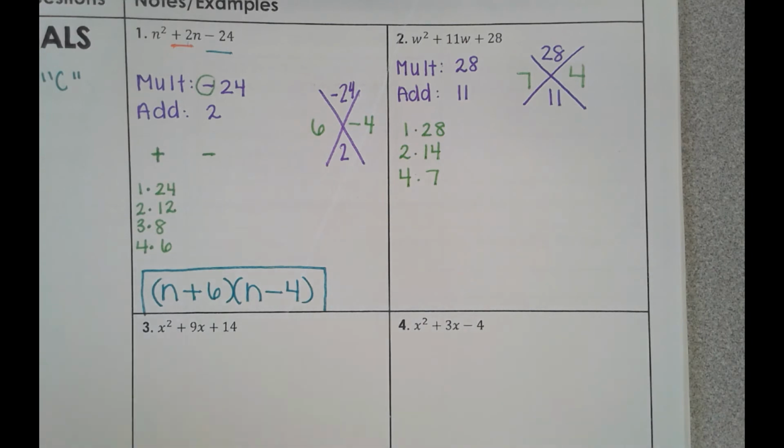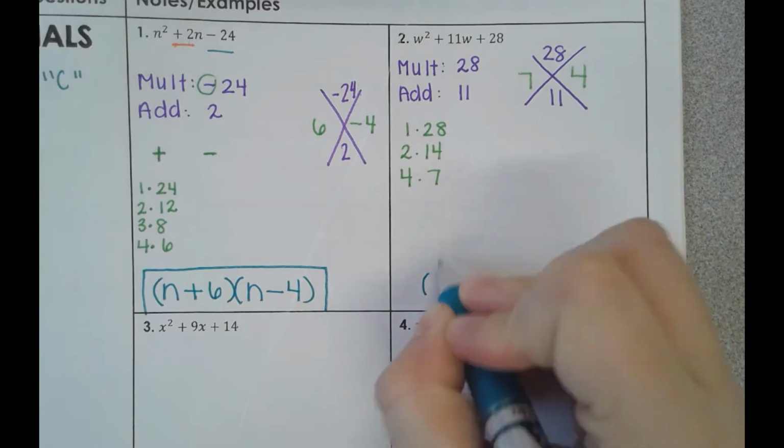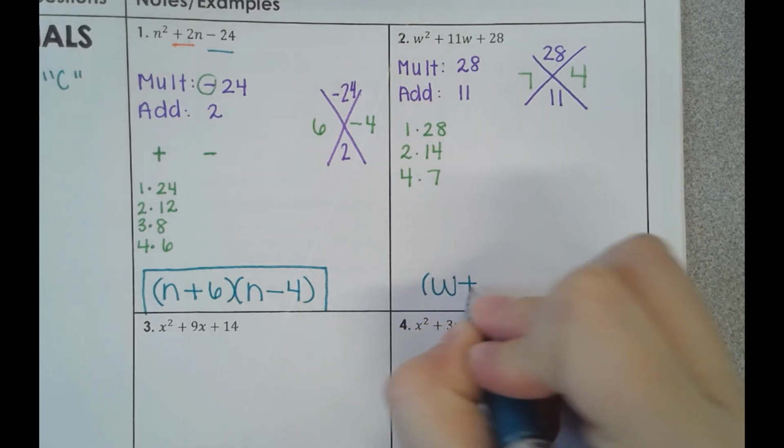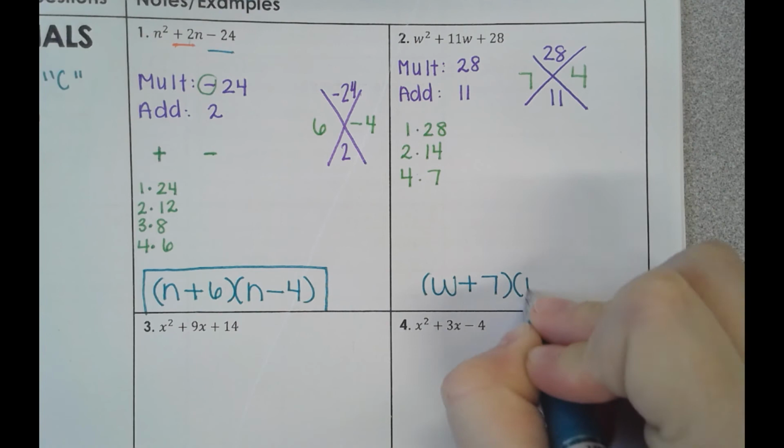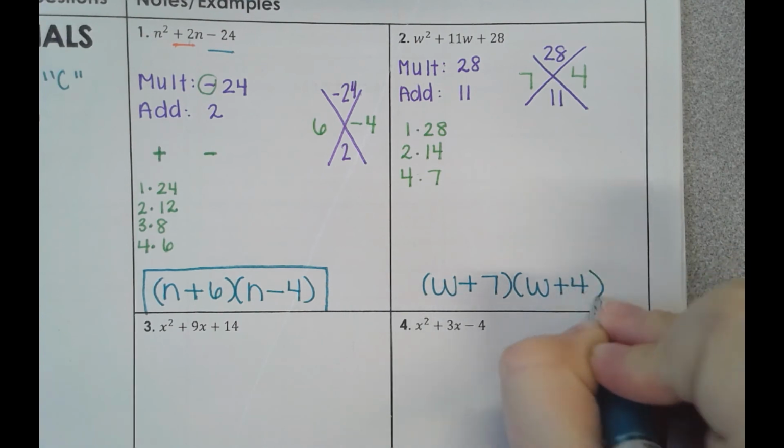A plus 7 and N plus 4? Well, this time it's W. W plus 7. If you put X, it doesn't really matter.